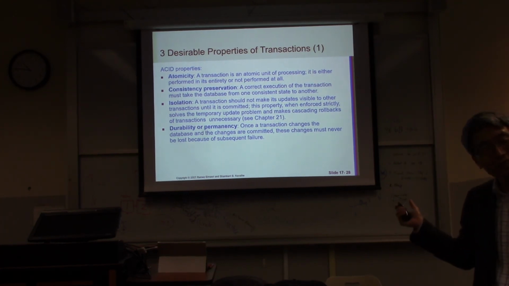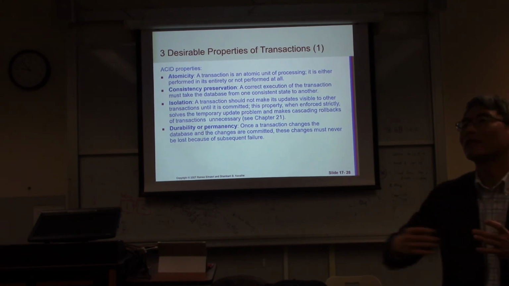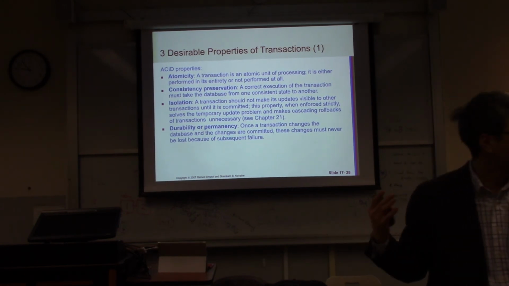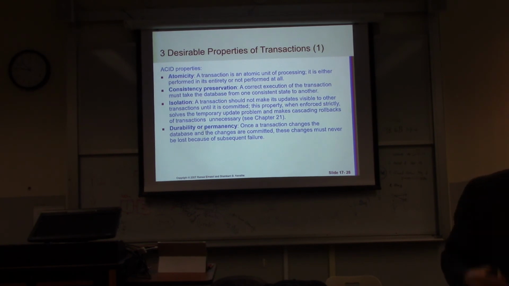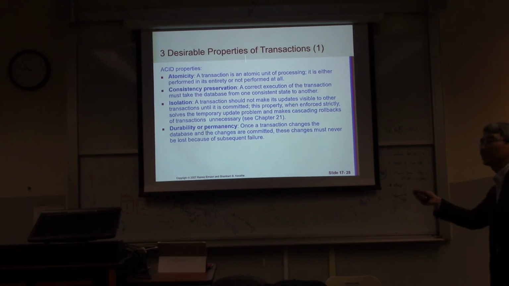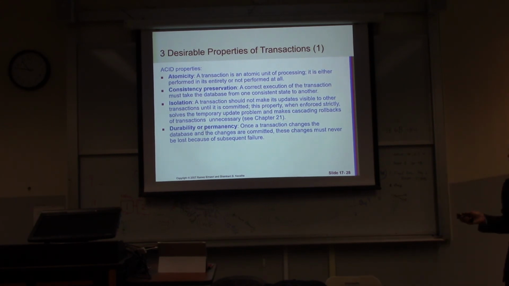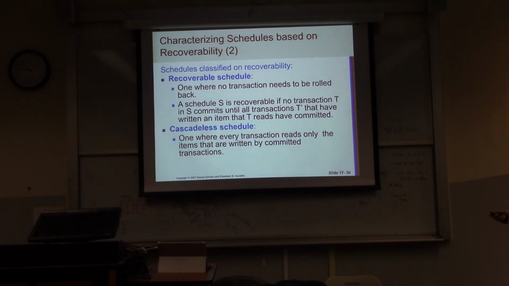However, because of this, it cannot be very flexible. Okay, it's a very strong property. So nowadays we have NoSQL databases. NoSQL databases cannot guarantee all of this. They relax some of them.